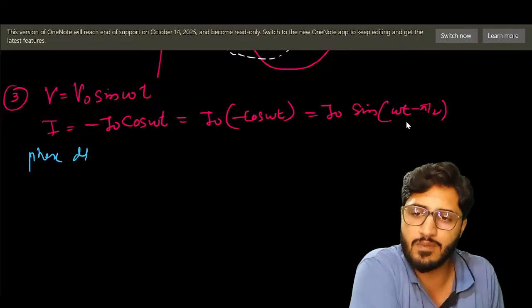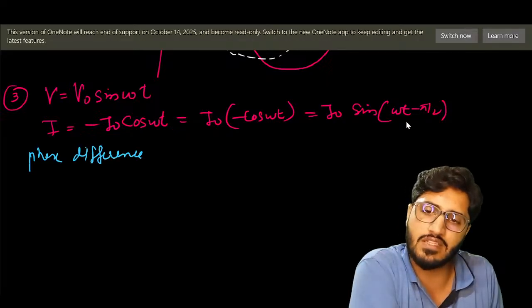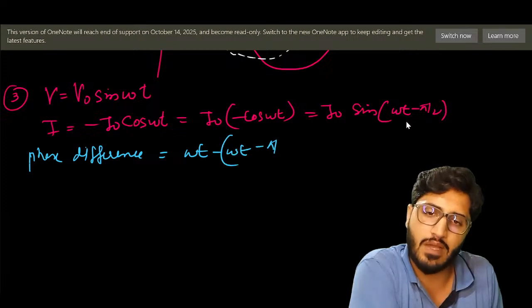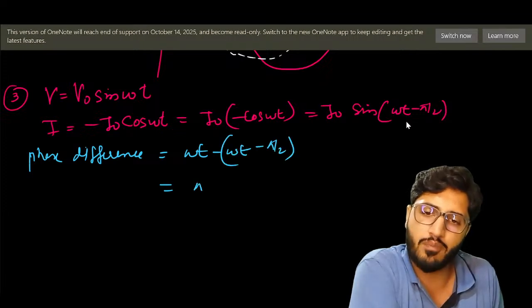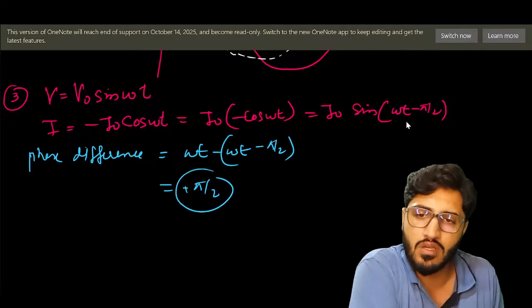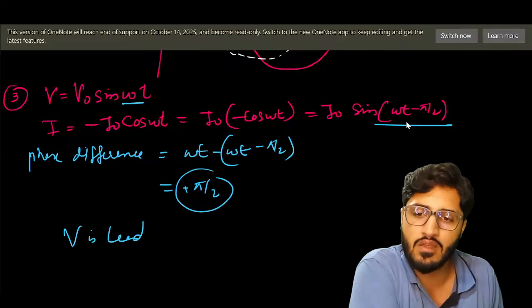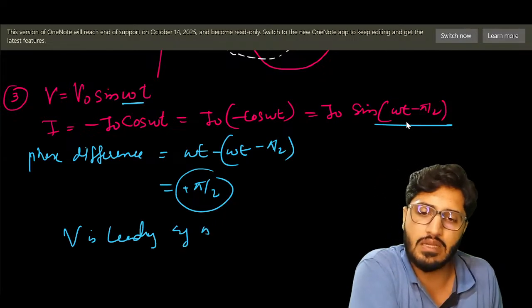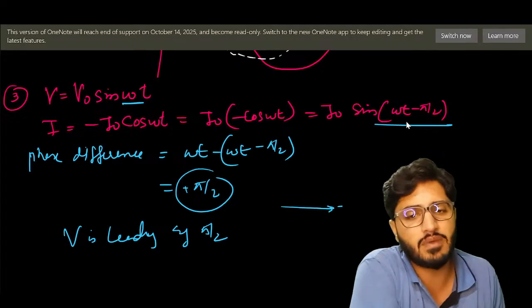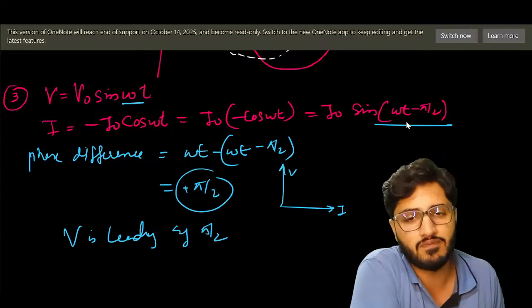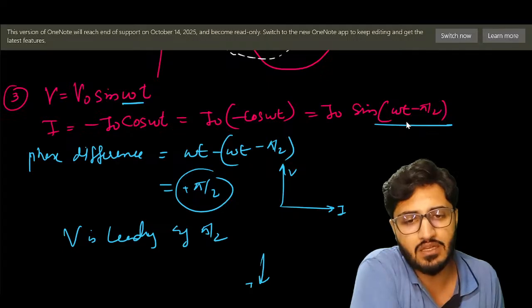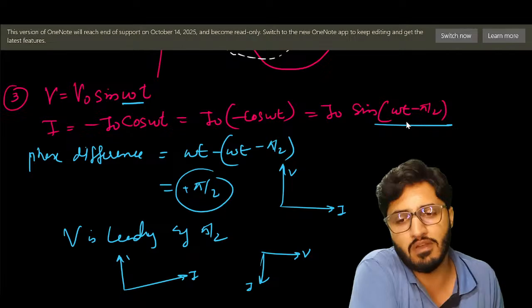Phase difference: it will be omega t minus pi by 2, so it came out to be pi by 2 but positive, since we do this minus the whole thing. That means if it is positive, V is leading. V is leading by pi by 2. If this is my I, this would be my V.